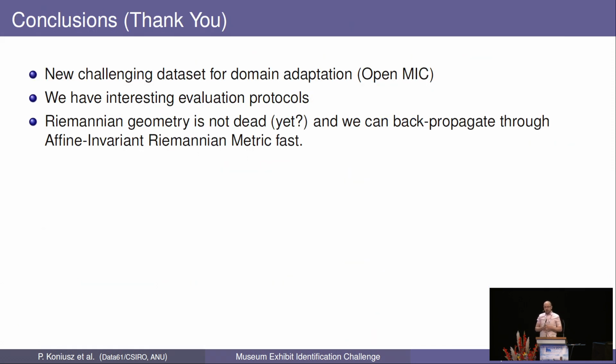So, just to conclude, we do propose a new challenging data set for domain adaptation and few-shot learning as well. We have interesting evaluation protocols here. We are able to backpropagate through the affine invariant Riemannian metric fast, which typically is a challenge.